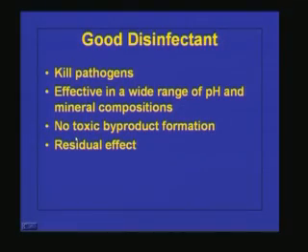So now we will see there are various methods for disinfection or killing the microorganisms from the water. So what are the properties that make a good disinfectant? These are the properties. The disinfectant should be able to kill all pathogenic organisms, and it should be effective in a wide range of pH and mineral compositions, because we will come across various types of water with various degrees of pollution and various pH and mineralogical conditions.